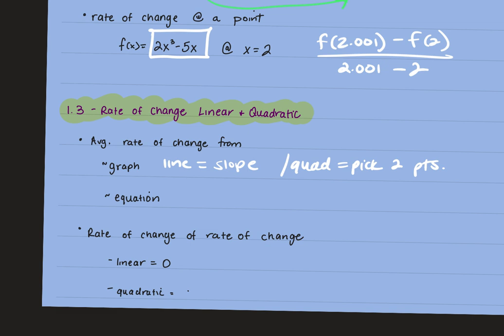And then it could ask you for your average rate of change from an equation. And if it's a line, it's again the slope. So whatever m is in your equation, you don't even have to do the work of plugging in. And if it's quadratic, you're going to pick 2 points again. So plug in 2 points.